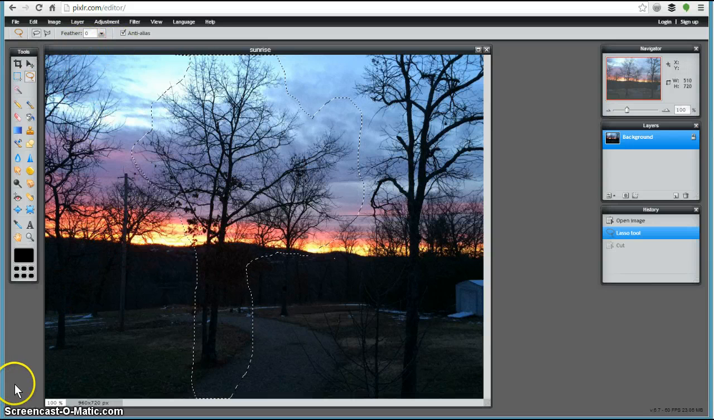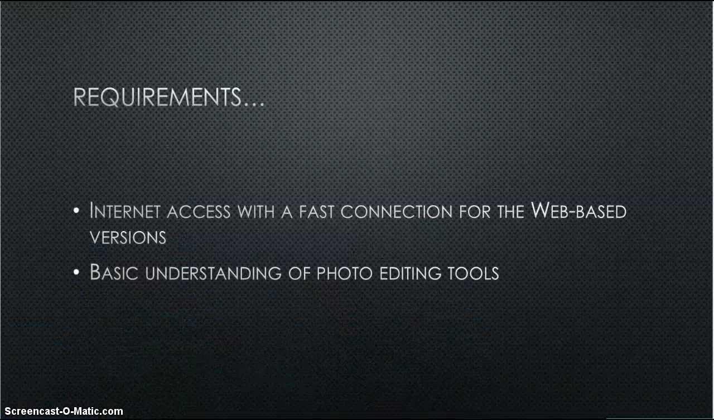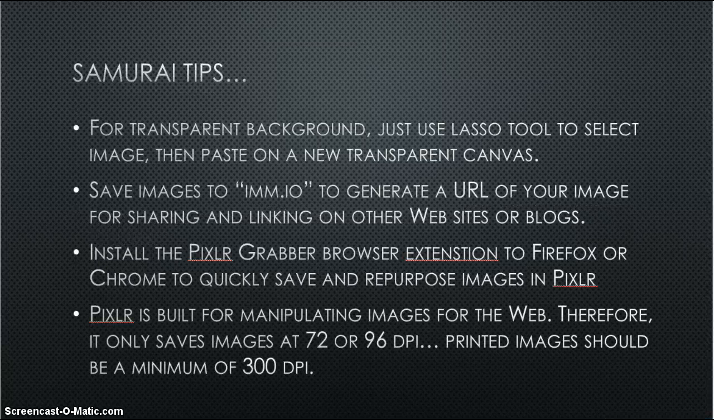All right, so let me just give you some samurai tips now that you've kind of seen some of what Pixlr does. And samurai tips to me are your best practices and just some really great tips to think about. So the first one I wanted to say is a lot of people need a transparent background on an image, you can do that in Pixlr. Now, you will have to use the advanced version, the Pixlr Editor version. And that lasso tool that I just used, use that to select an image and then paste it on a new transparent canvas. And you can see where you can create a new canvas when you're in there. Just paste it there and then save it, and you'll have a transparent background.